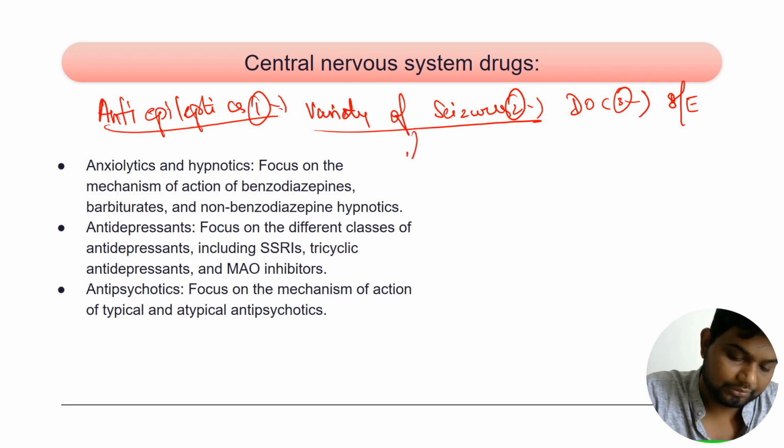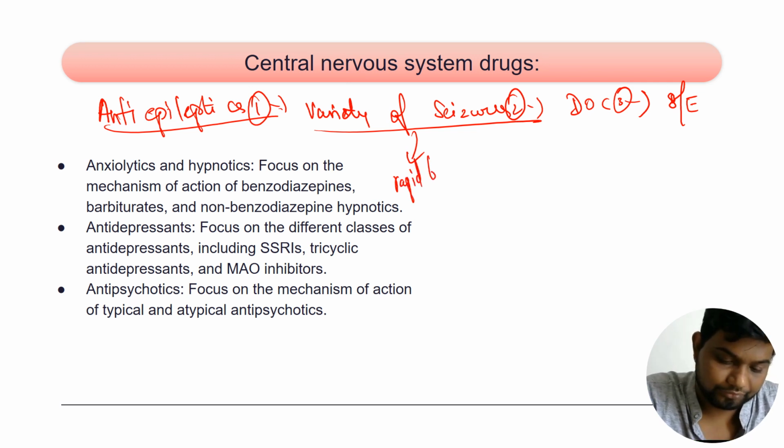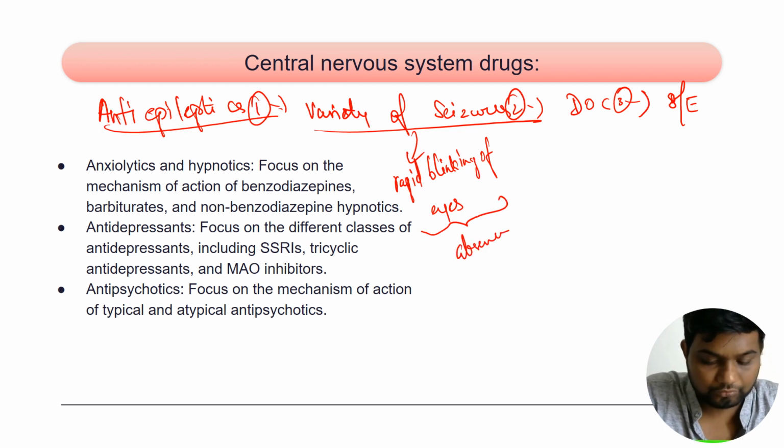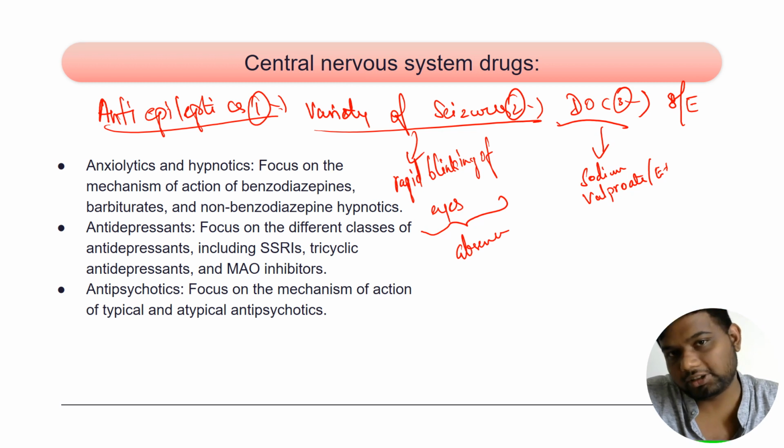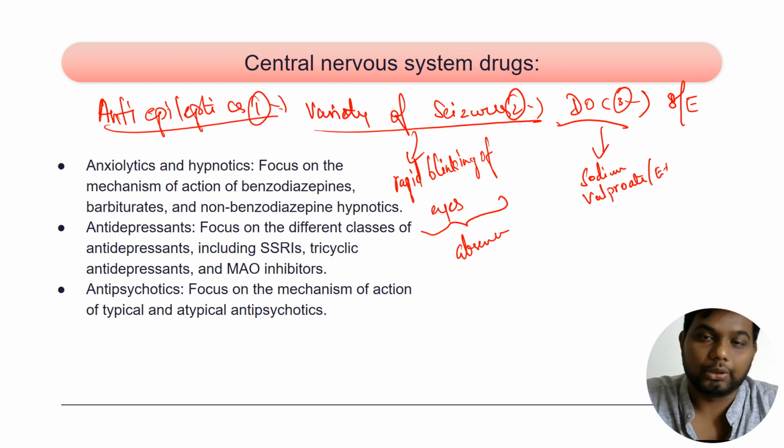For example, what type of seizure involves the rapid blinking of eyes followed by staring at the wall? Staring at the wall and rapid blinking of eyes is your absent seizure. So drug of choice here is sodium valproate or ethosuximide. These type of questions: drug of choice for absent seizure, drug of choice for focal seizure, drug of choice for partial seizure, drug of choice for tonic-clonic seizure, myoclonic seizure, juvenile myoclonic epilepsy, infantile spasm, also known as West syndrome, and all those things they may ask you, people.